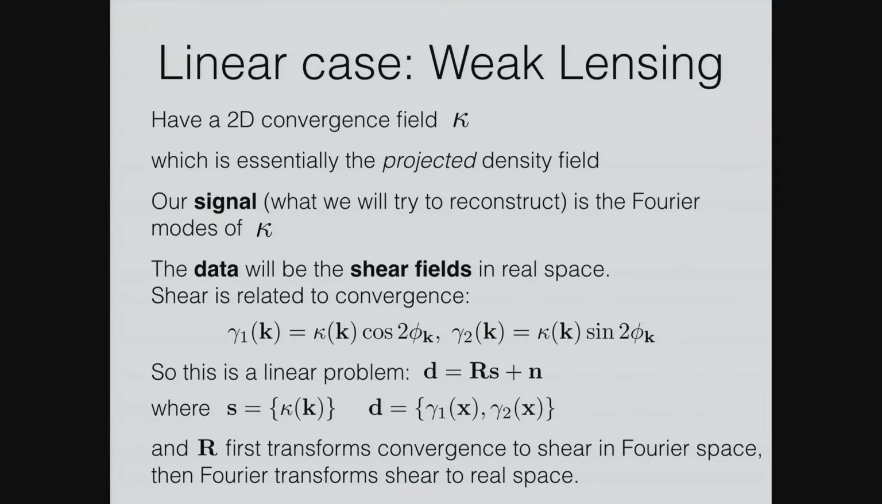And so then our data becomes the shear fields in real space. Our signal is the convergence field in Fourier space. Okay, that's what we're trying to estimate. And going from data to signal, it's a linear operation. So you first apply this, and then you do a Fourier transform. And then, of course, the shear field also has noise. Okay.